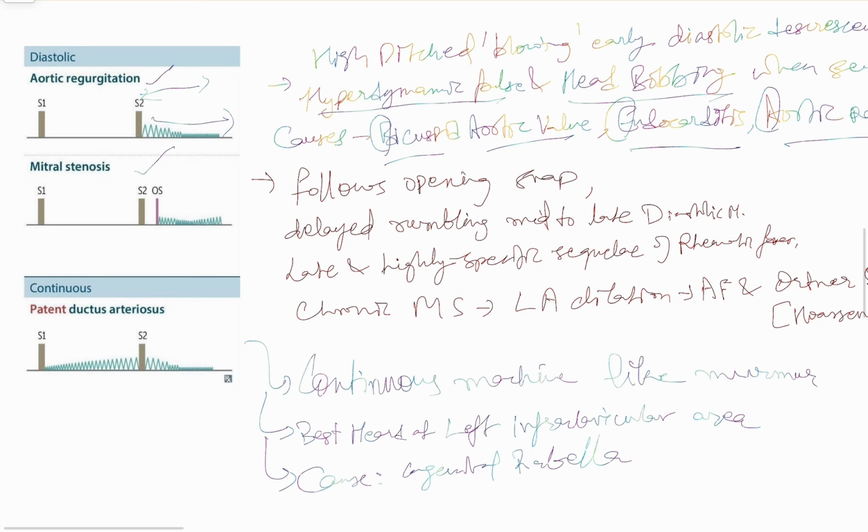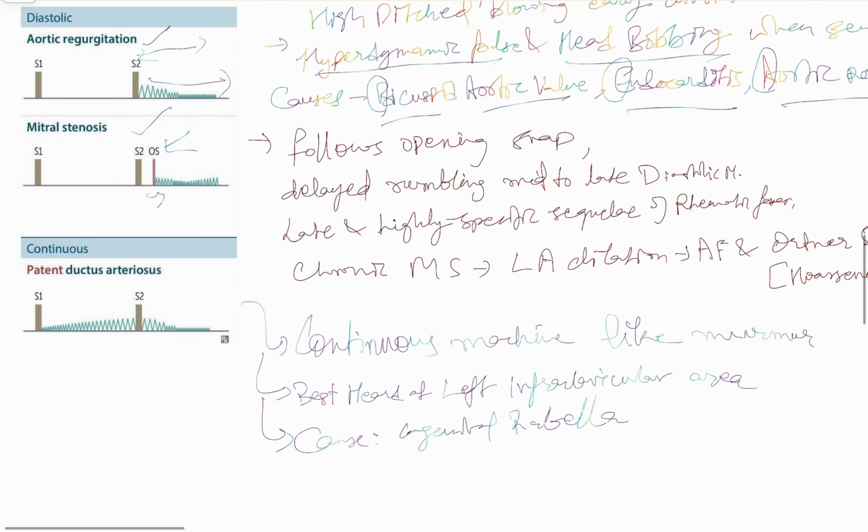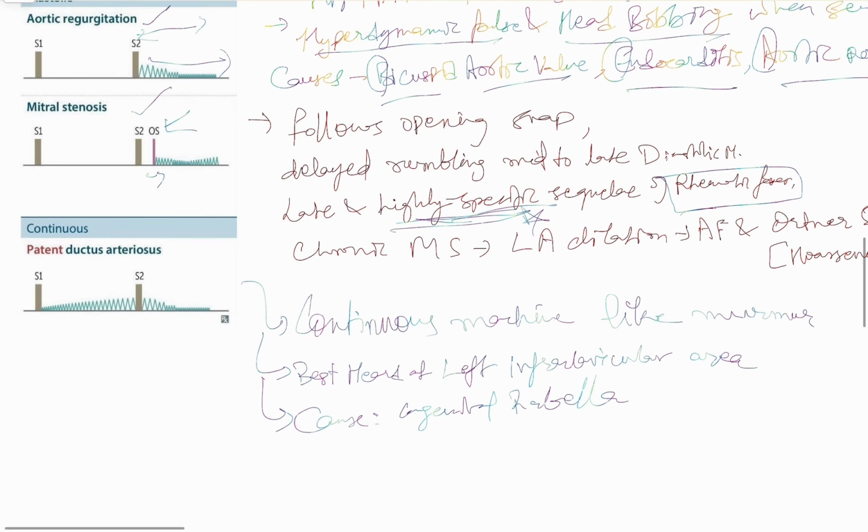Now, when we talk about the mitral stenosis murmur, it follows an opening snap. It is delayed, it starts here. It's a delayed rumbling mid to late diastolic murmur. And when we talk about the causes, we are talking about rheumatic fever. It is a late and highly specific sequel of rheumatic fever.